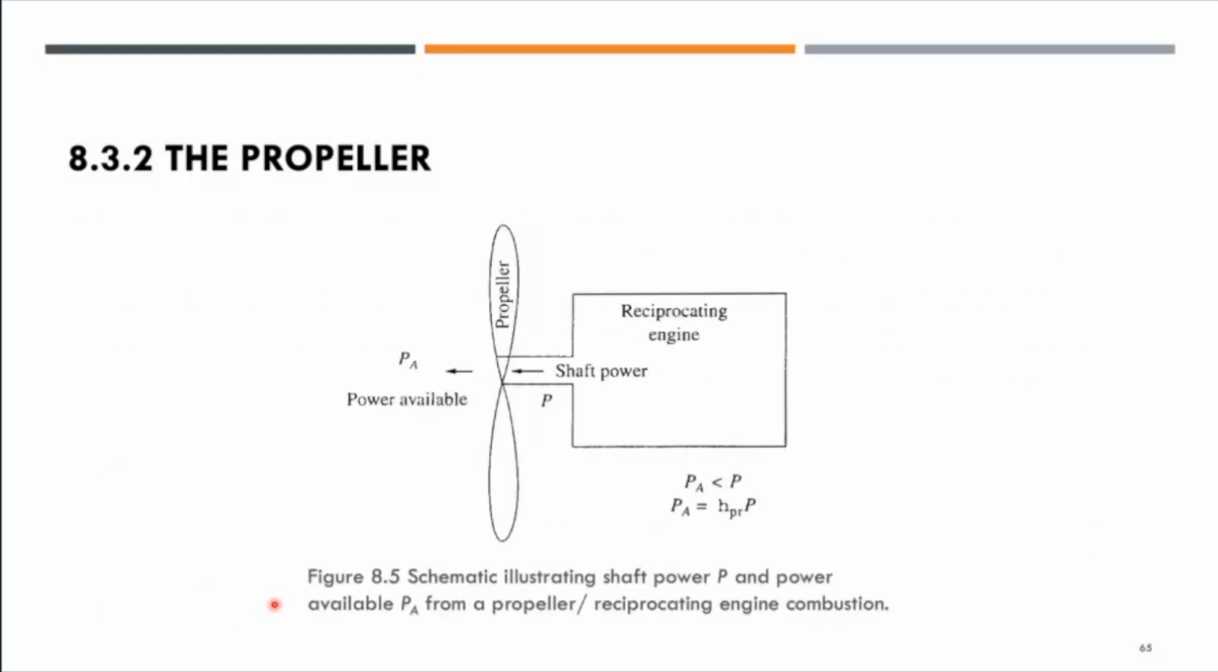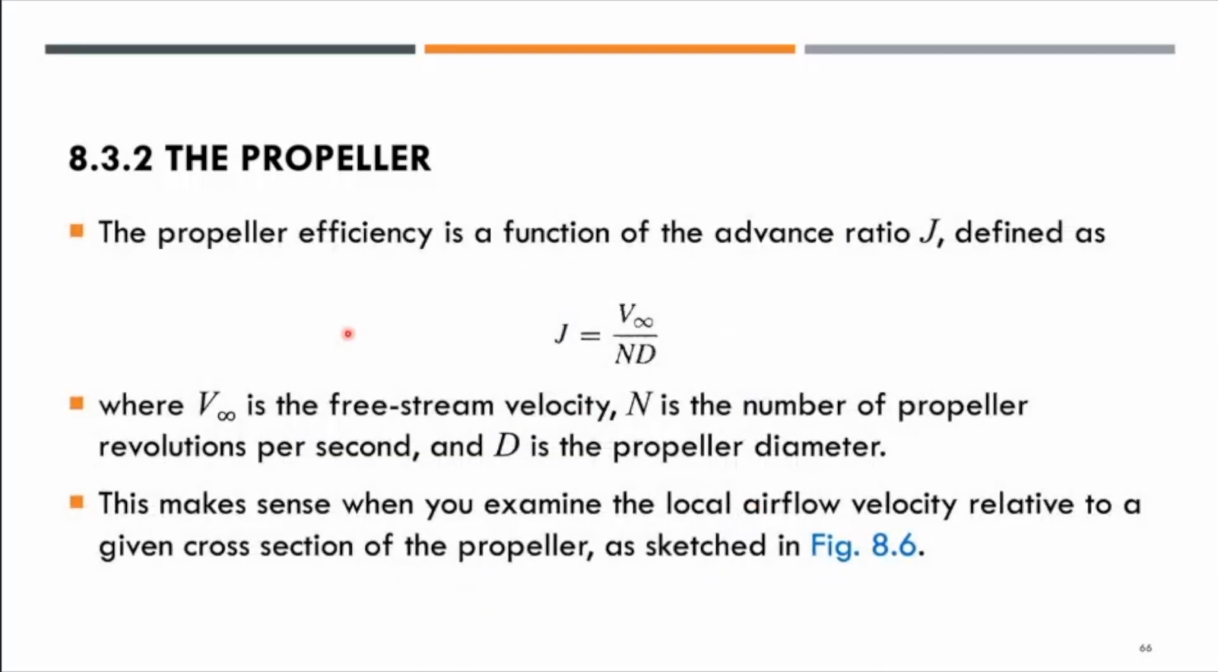If you look at figure 8.5 over here, it shows the schematic illustrating shaft power P coming from the engine that turns the propeller, which provides the power available PA. PA is always less than P, where PA is equal to zeta PR times P. Alright? So the propeller efficiency, zeta PR, is a function of the advance ratio.